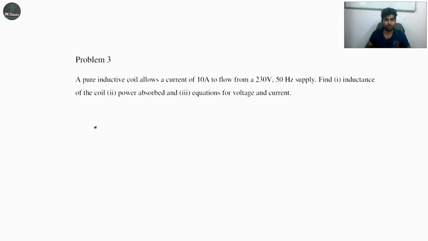Next we'll solve one problem. A pure inductive coil allows a current of 10 amps, right? And 230 volts, 50 hertz supply.